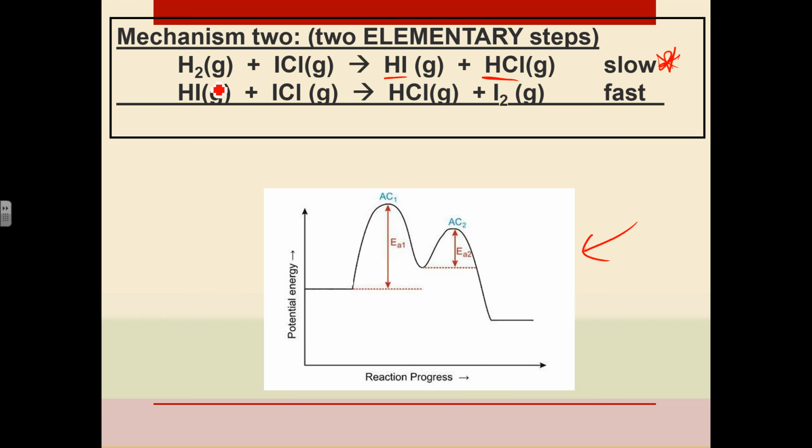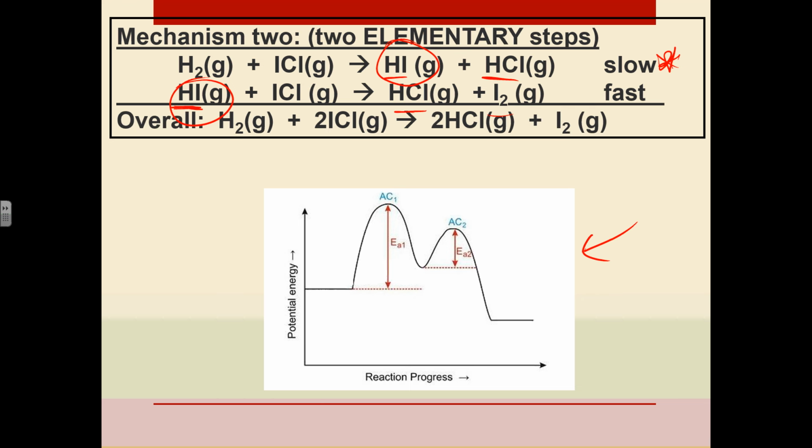Then that HI comes down here. It's used up in the next reaction, and it reacts with the ICl, makes another HCl and the I2. So a couple of things. First of all, this HI was made, but then it's used up. Because it's made and used up, it's something called an intermediate. Then, if I add up everything that remains, I do get the overall reaction. H2, there's the two ICls, here's my two HCls, and there's the I2. So it does work.